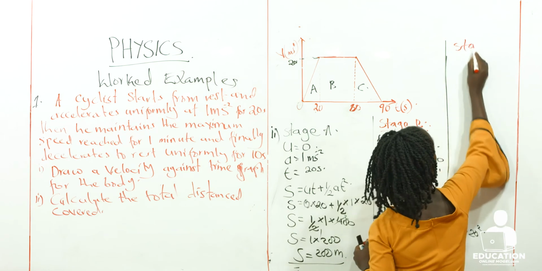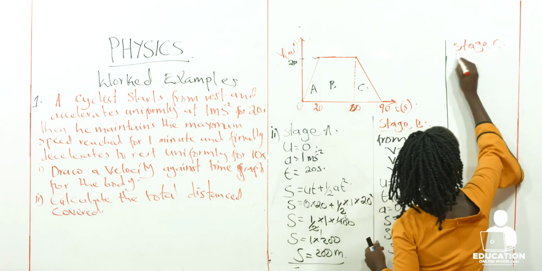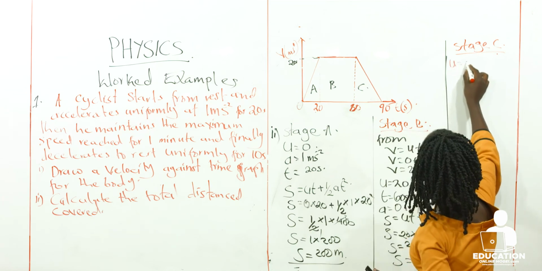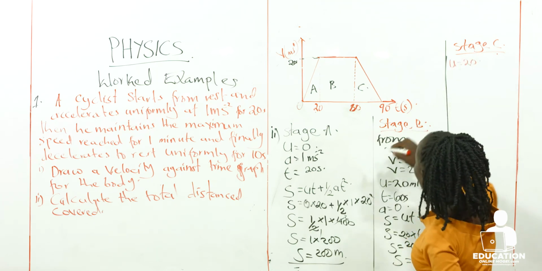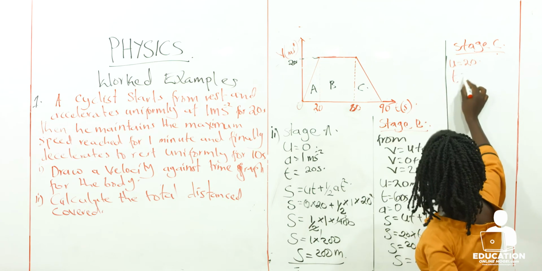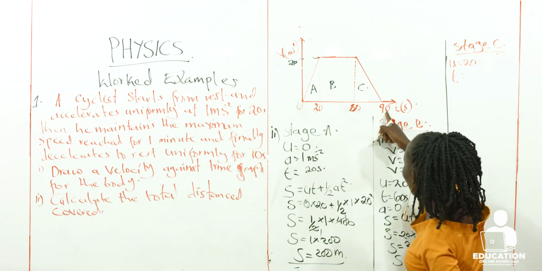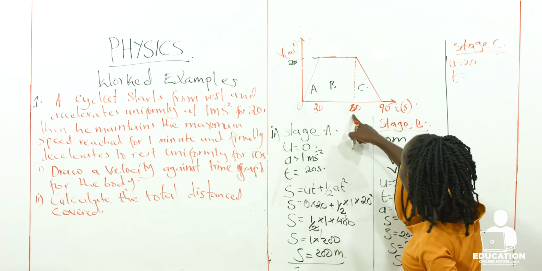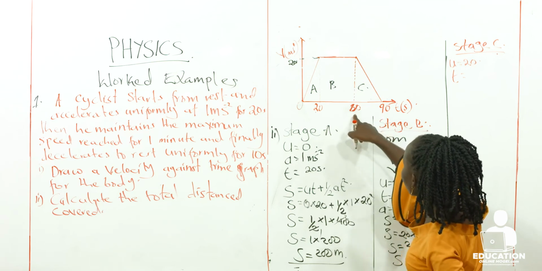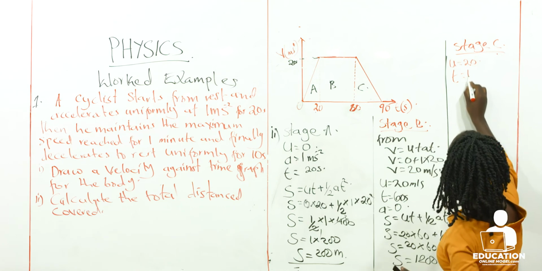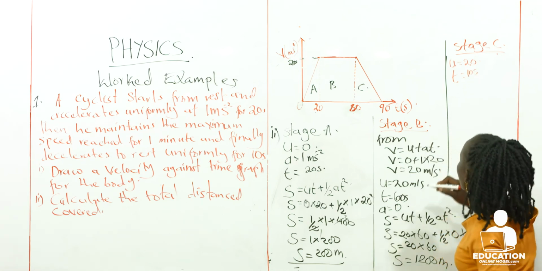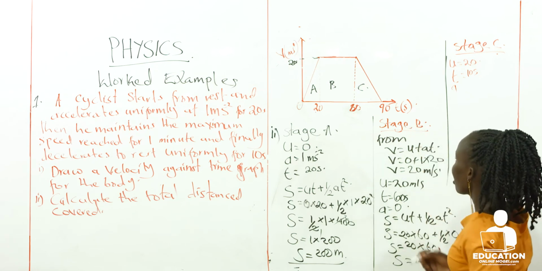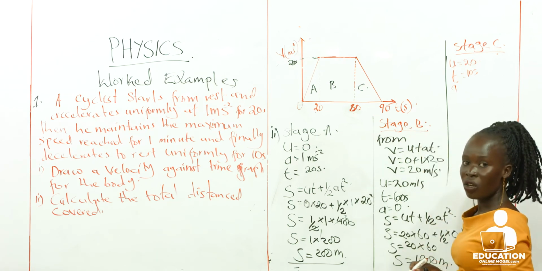With stage C, our initial velocity is still 20. The time taken for the body to come to rest here is what? If you look at this and this, you get 90, subtract 80 from it, you'll have 10 seconds. So what of the acceleration? What was the rate at which the body was decelerating? So you can get that.